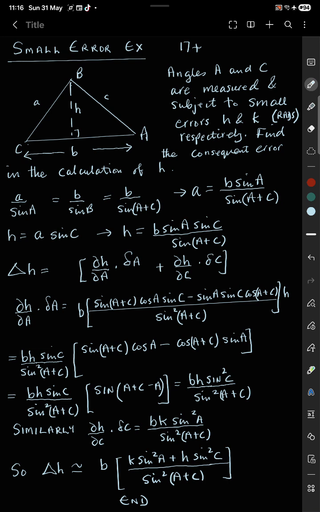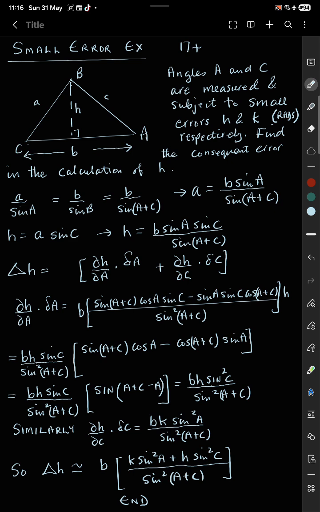Okay, and then that simplifies, taking the common factor sin C outside, to b h sin C over sin squared(A plus C), and inside you'll have sin(A plus C) cos A minus cos(A plus C) sin A. And the inside of that bracket is simply equal to sin(A plus C minus A), which of course is sin C. So we end up with partial dH/dA delta A equals b h sin squared C over sin squared(A plus C).